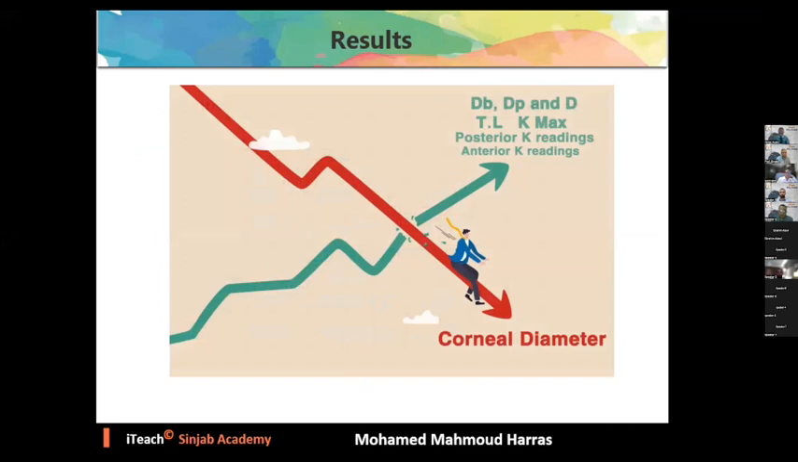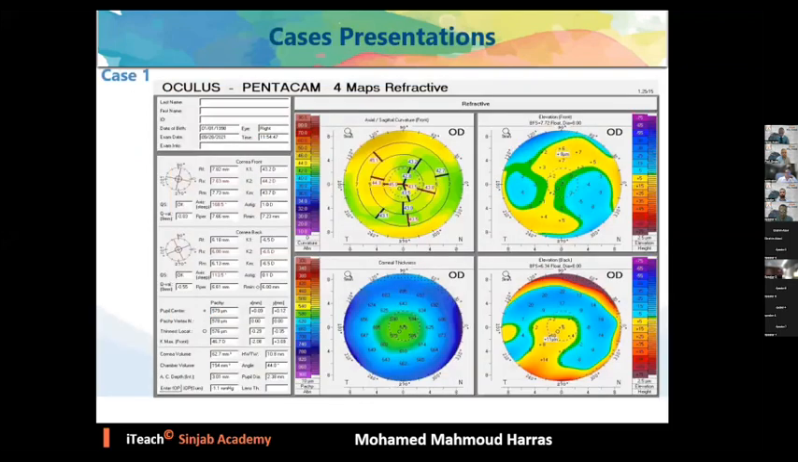Small corneal diameter was associated with high DB and D, sinus location, Kmax, posterior K readings, and anterior K readings. Let's assess this case together.